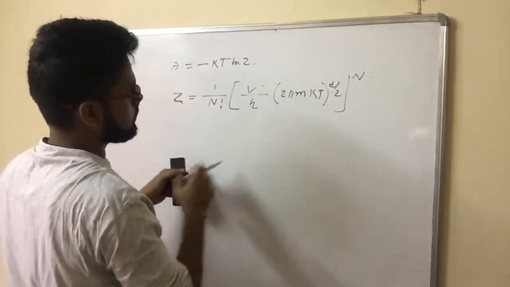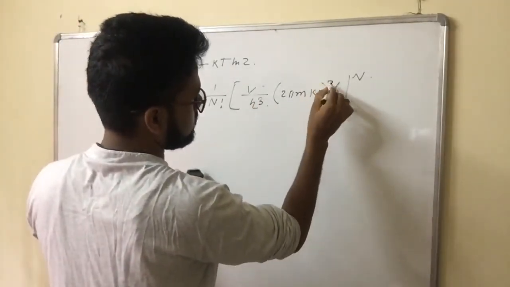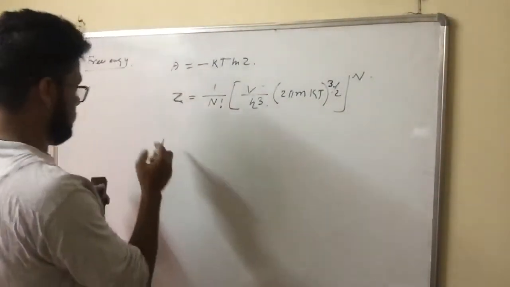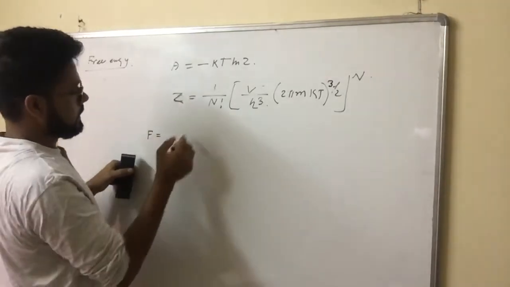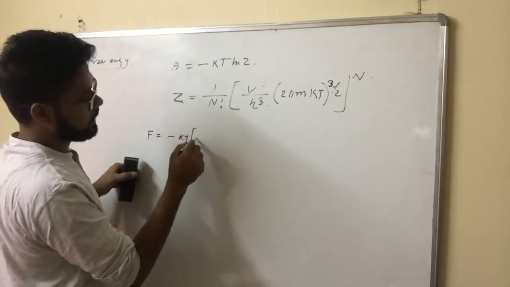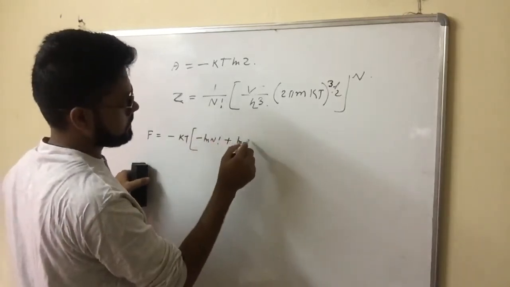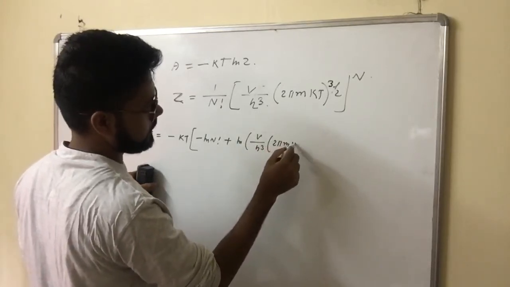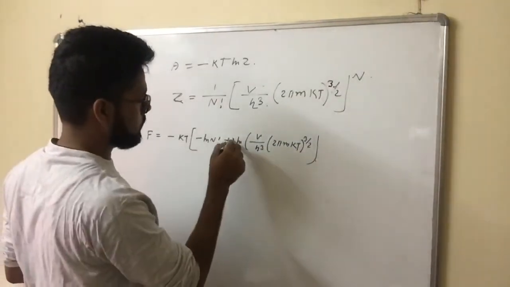I am going to do the calculation for 3 dimensions, that is why I put 3. So free energy will be minus kT, minus ln n factorial. The next term will be ln of V/h^3 (2π m kT)^(3/2). Since the power is there, n will come.